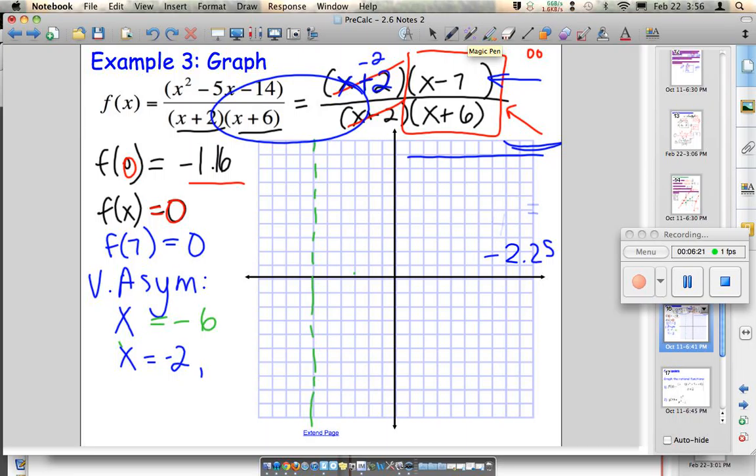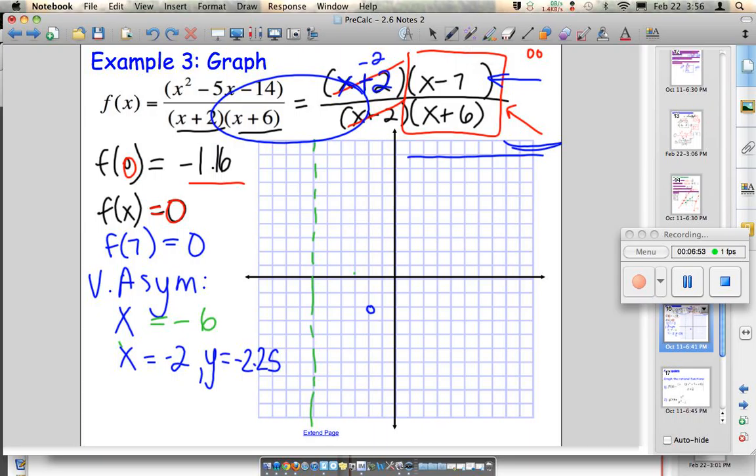So my hole is that x equals -2, y equals -2.25. Okay? X equals -2, y equals -2.25. So somewhere in there I'm going to be drawing an open hole. And apparently my graph is going to come through that point, but it's not going to go through the point exactly. It's going to cross over and skip that point.